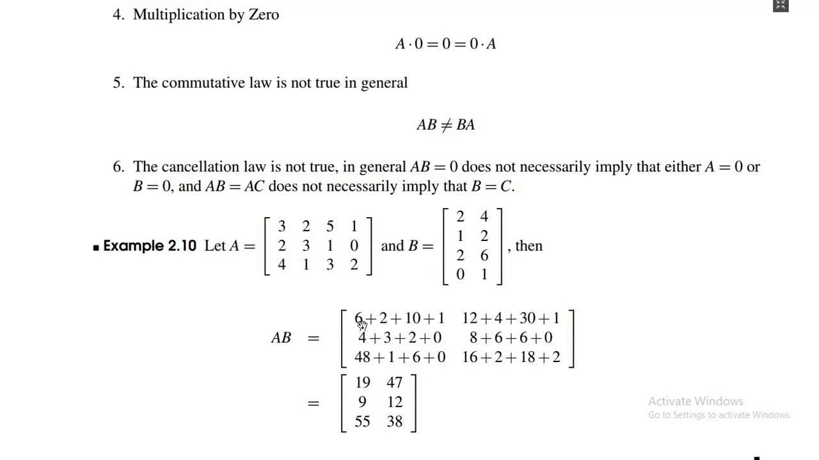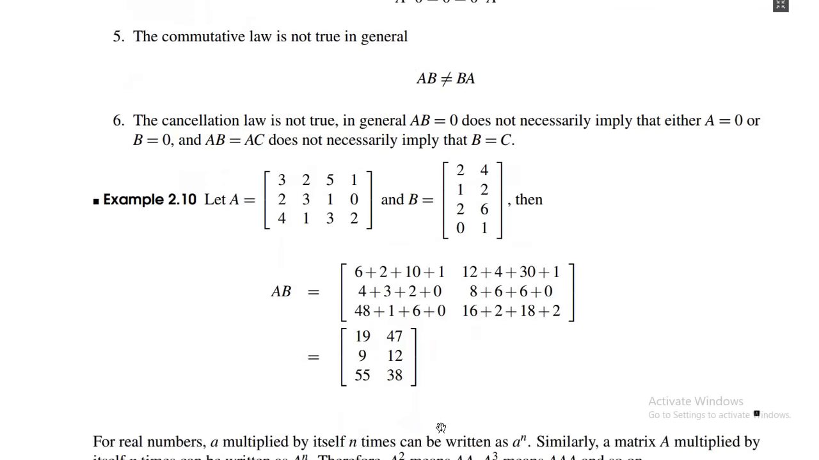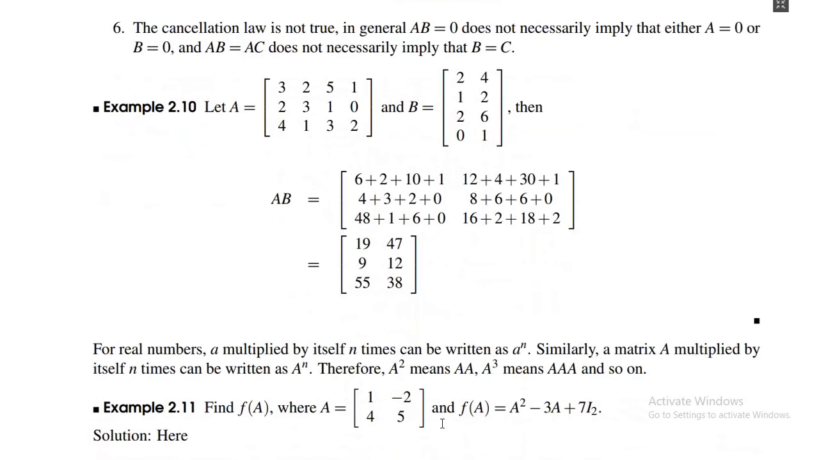Then we obtain the matrix AB. The product AB is 6 plus 2 plus 10 plus 1, 12 plus 4 plus 30 plus 1, 4 plus 3 plus 2 plus 0, 8 plus 6 plus 6 plus 0, 8 plus 1 plus 6 plus 0, 16 plus 2 plus 18 plus 2. And we obtain the matrix 19, 47, 9, 14, 15, 38.